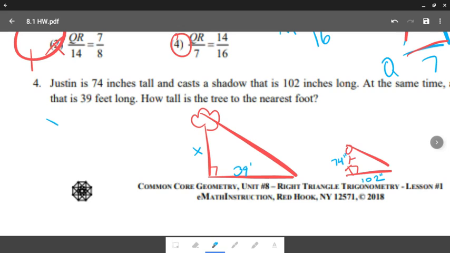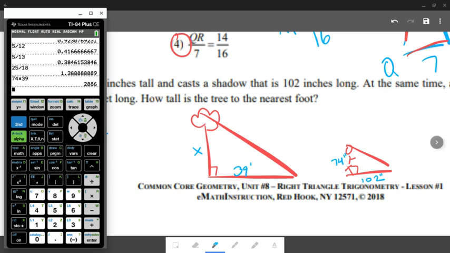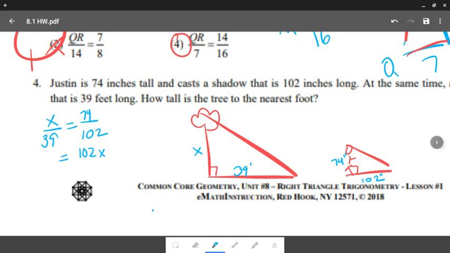So something like x over 39 equals 74 over 102. Okay, so we're going to cross multiply. The right-hand side, I'm going to write 102x. On the left-hand side, it's 74 times 39. Let's see. 74 times 39, 2886.